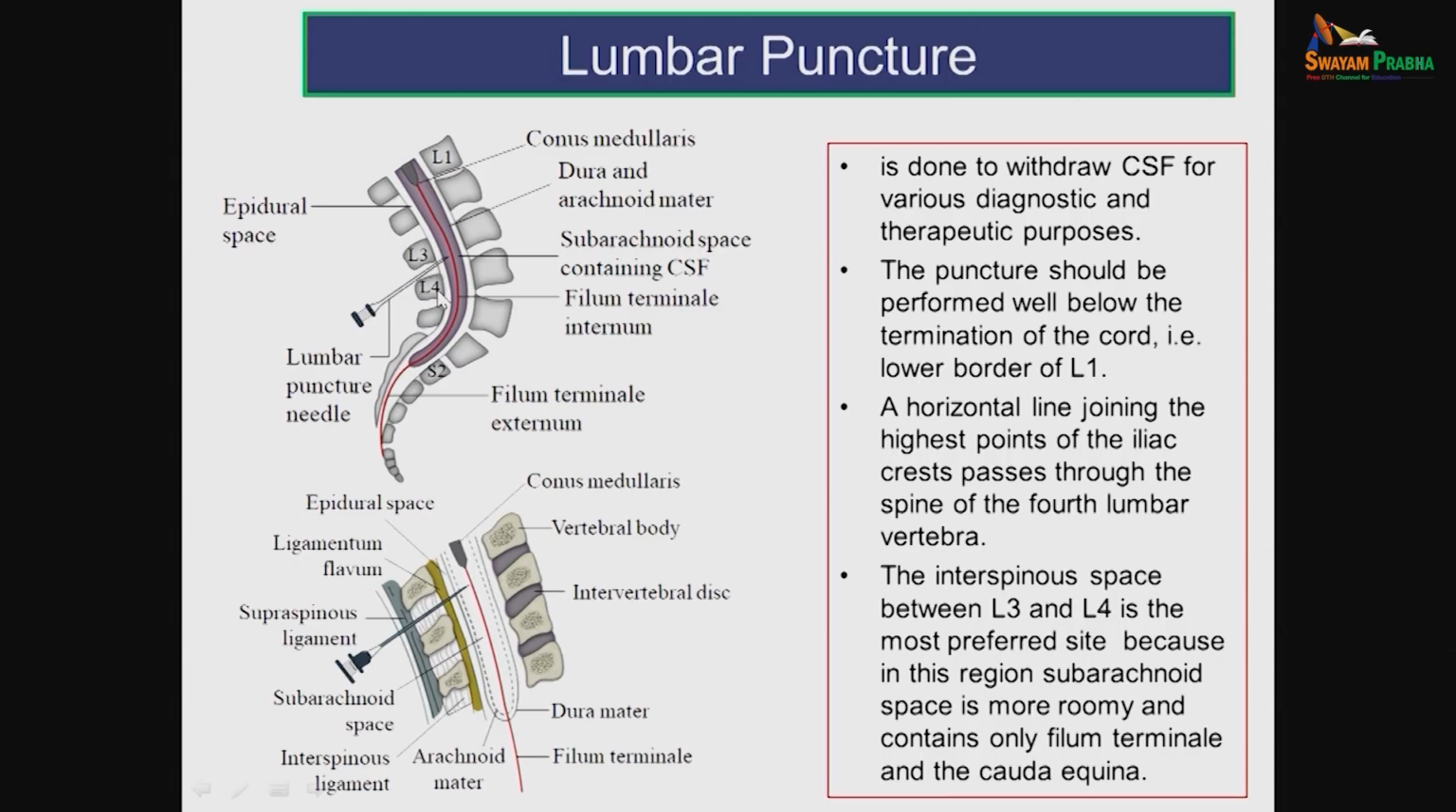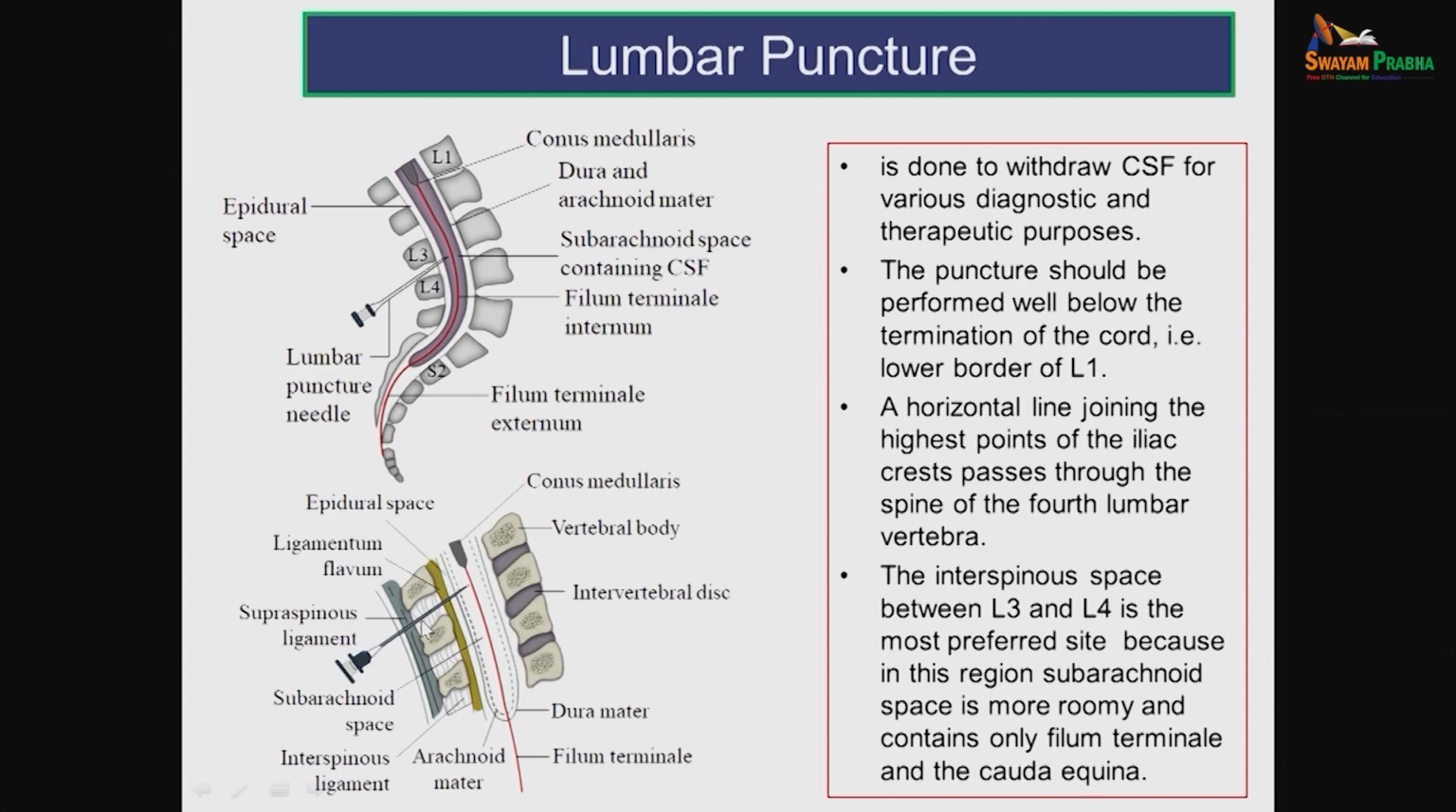You can see in the picture above that the needle is inserted in the interspinous space between L3 and L4. Because in this space, if you insert and go to the subarachnoid space, the subarachnoid space is roomy. It only contains filum terminale and cauda equina.